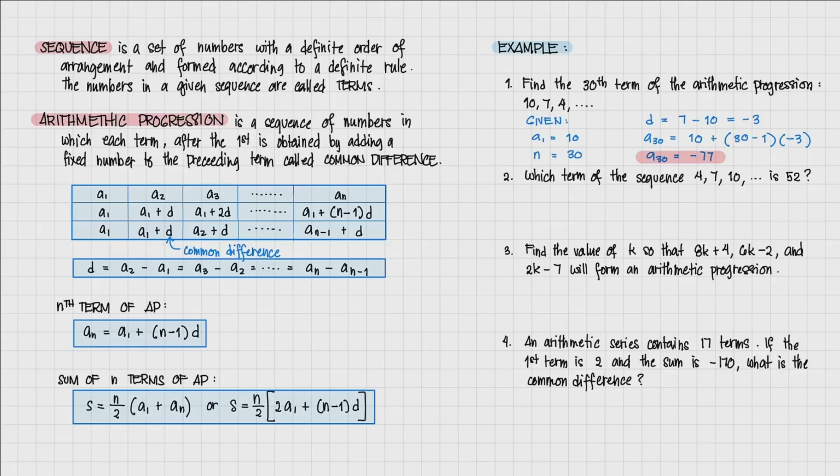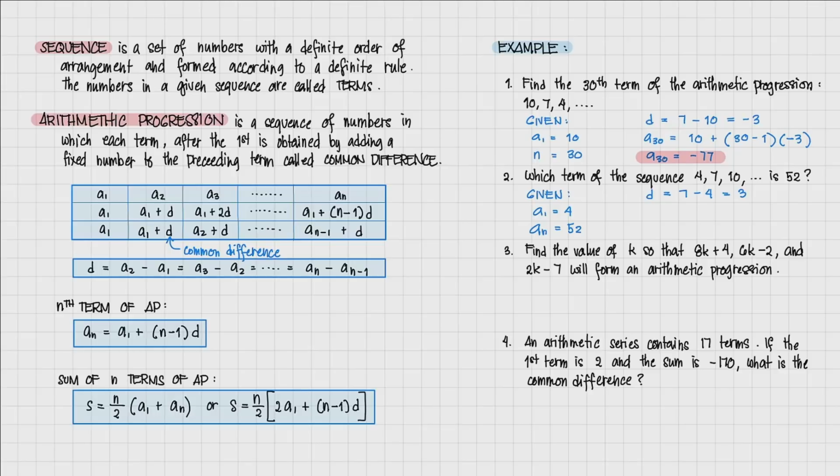Right, so second problem. Which term of the sequence 4, 7, 10 is 52? So again, let's determine what's given in our problem. So we know the first term, A1, which is 4. We know the nth term, which is 52. We don't know the common difference, but we could solve for it. So D is equal to 7 minus 4. So that's just 3.